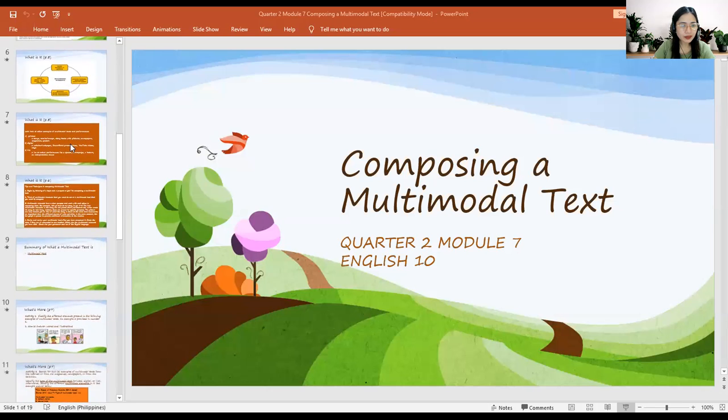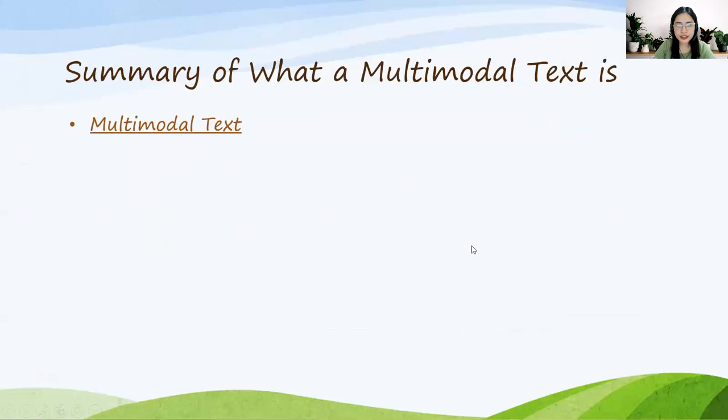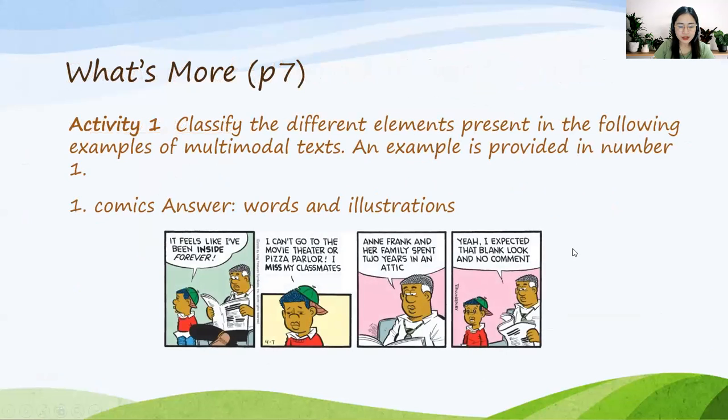Okay, I hope that makes everything clear regarding our discussion about multimodal text. So, 3 types of multimodal text: printed, digital, and live. Let's go back to our PowerPoint and discuss some more. So, after that, you'll be directed to practice what you've learned about this discussion. Under What's More on page 7 of your module, Activity 1, you are asked to classify the different elements present in the following examples of multimodal text.